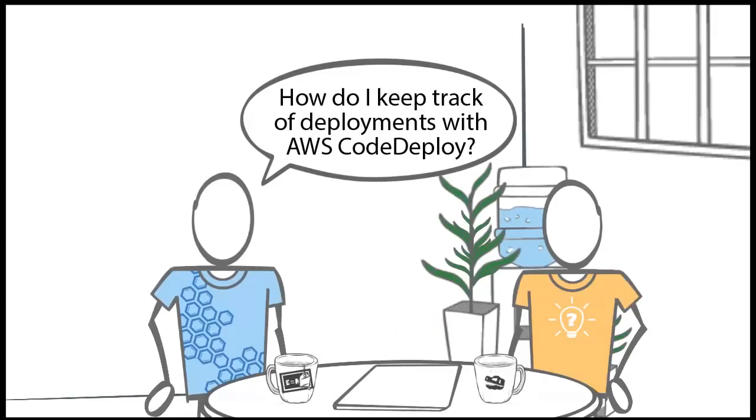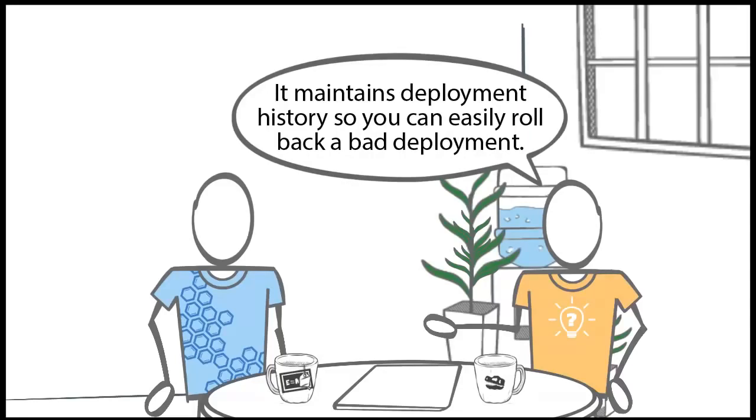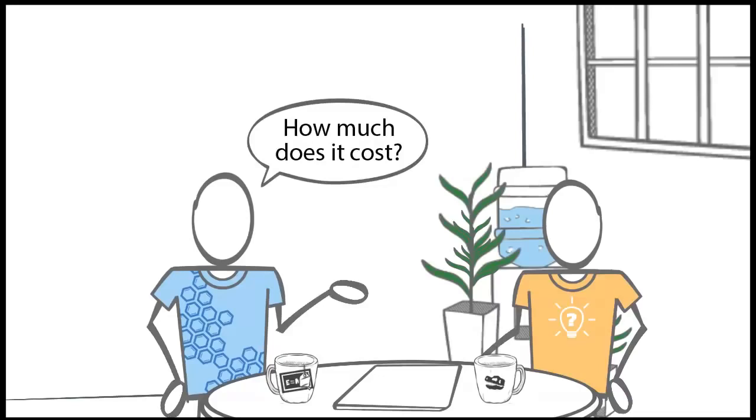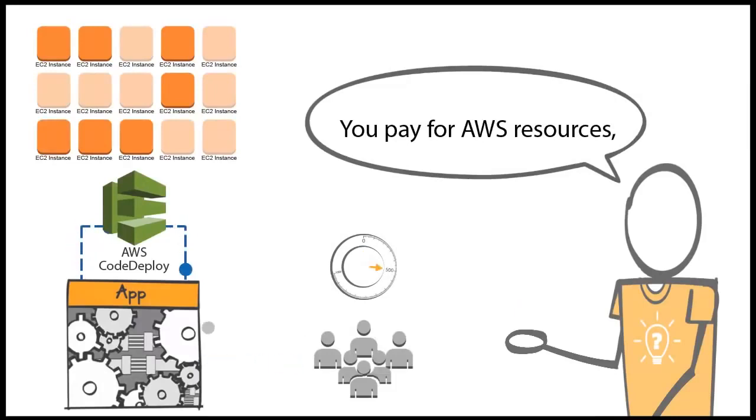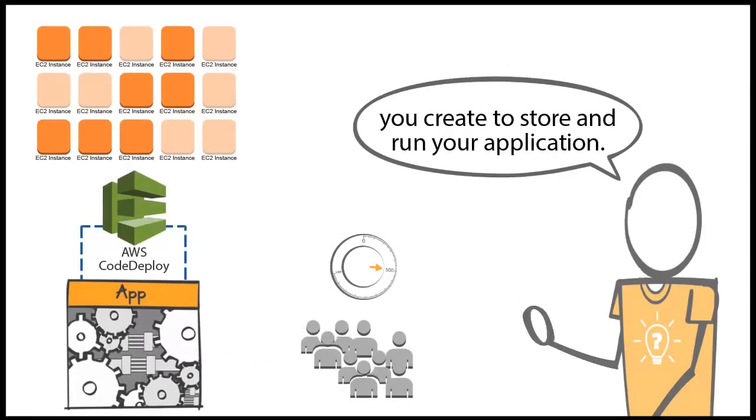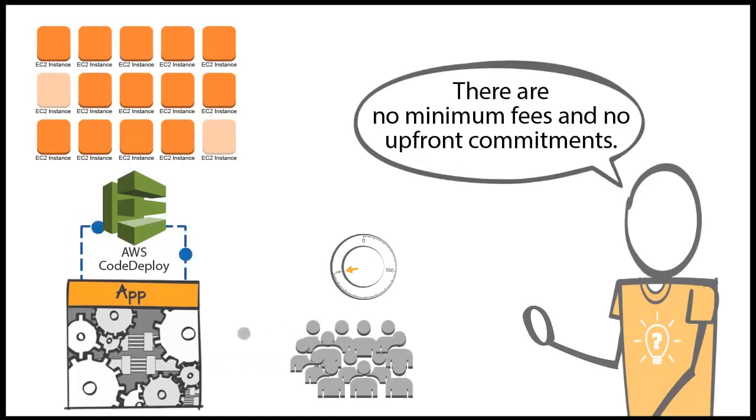How do I keep track of deployments with AWS CodeDeploy? What if a deployment doesn't work? It maintains deployment history, so you can easily roll back a bad deployment. How much does it cost? There is no additional charge for AWS CodeDeploy. You pay for AWS resources you create to store and run your application. As usual, you only pay for what you use as you use it. There are no minimum fees and no upfront commitments.